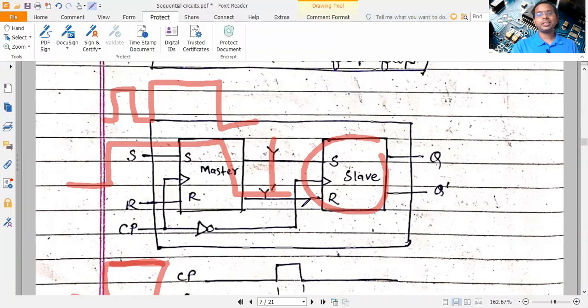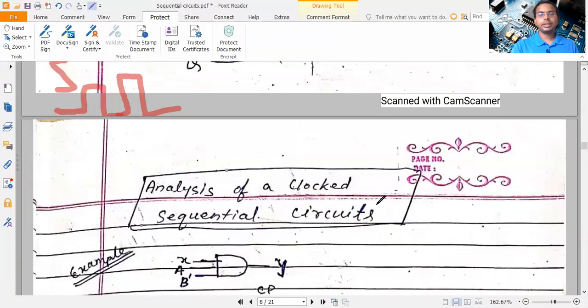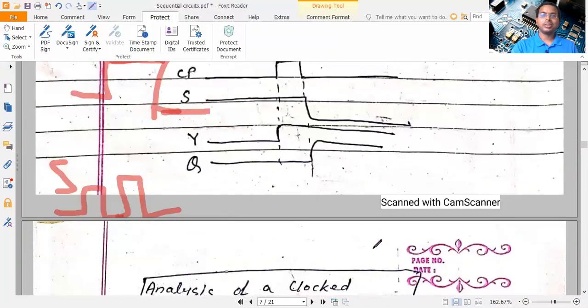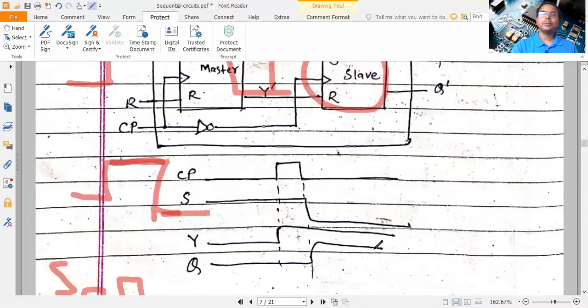Let me discuss this analysis of clocked sequential circuits in another video. This video is becoming longer and it will take a longer time to upload on YouTube. So I'll make another video and I will refer to this video link there.